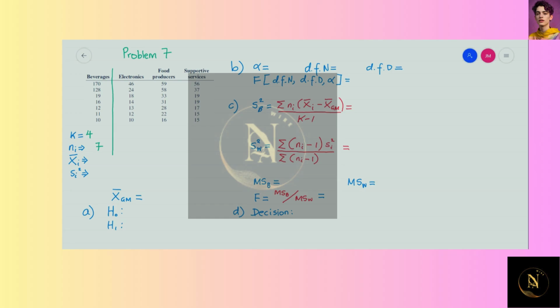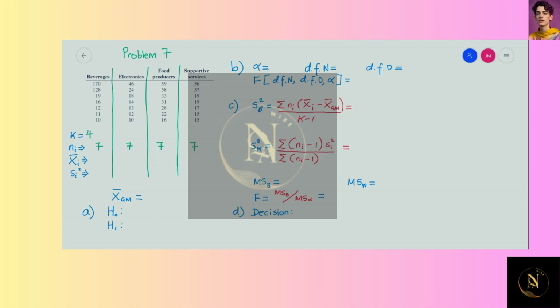Let me just separate this. And for electronics, it's also 7. All the sectors have sample sizes of 7. Next, we'll have to get X bar for each of these sectors. That is the mean for each of the sectors.